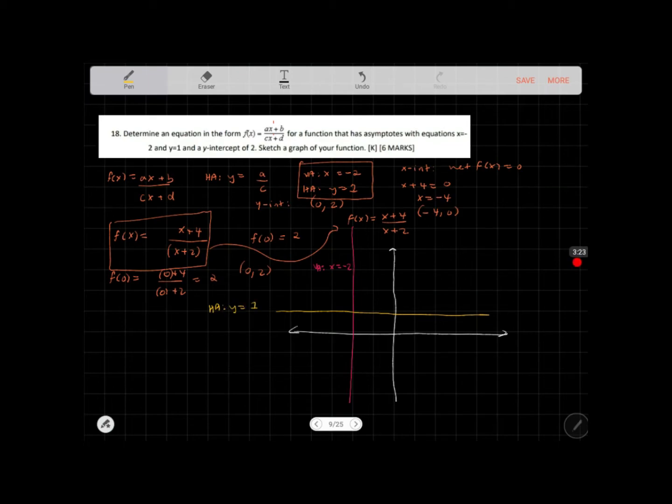Okay, and we also have a y-intercept (0, 2), so let's say that's right here. We also have an x-intercept at (-4, 0), so let's say that's somewhere here. So I'm just gonna, oh, sorry about that. So this is where the axis is, so it's like here. Okay, so this is (0, 2), this is (-4, 0). Okay, and let's construct our trace here.